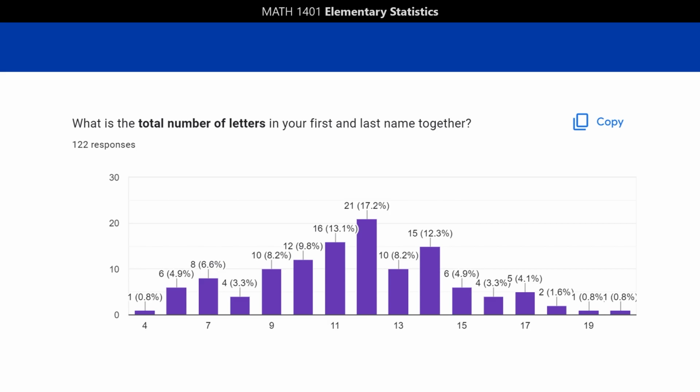The first time I taught this course at GSU, I gave a survey to my students asking them to add up the total number of letters in their first and last names. When we looked at the results as a histogram, the data roughly resembled a symmetric unimodal distribution that's pretty common throughout statistics. Lots of data toward the center and less data at the extremes.